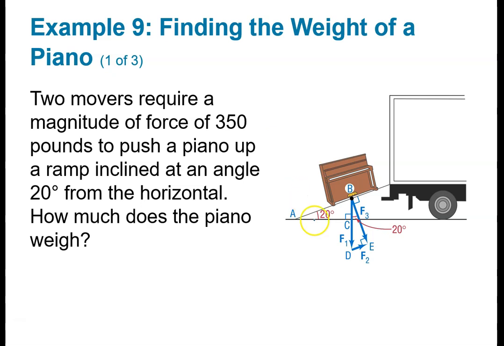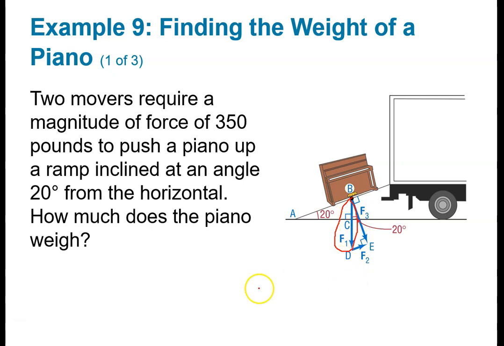All right, this example, it's asking us how much does this piano weigh if it's taking this force to push it up the ramp. So if you look at it, that force, that 350 to push it up the ramp, is the magnitude of this F2 vector. And what they're asking, how much does the piano weigh, that's the F1 vector. That's the one that's pulling this thing straight down towards the center of the earth. That's the force of this straight down. That's the weight of the thing.